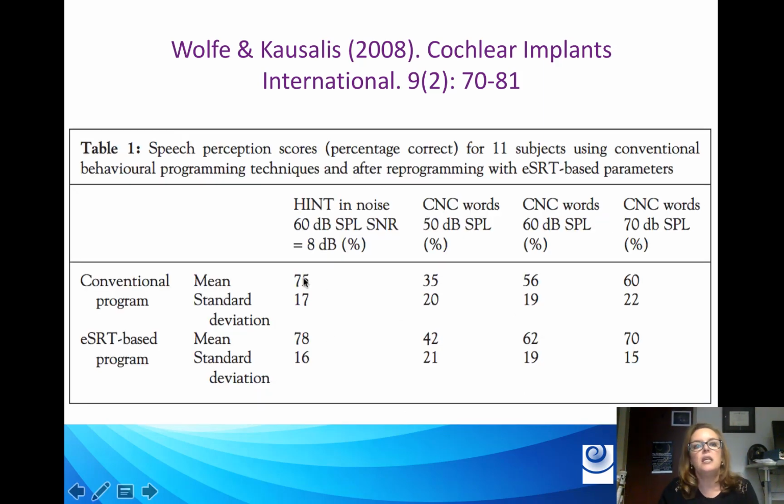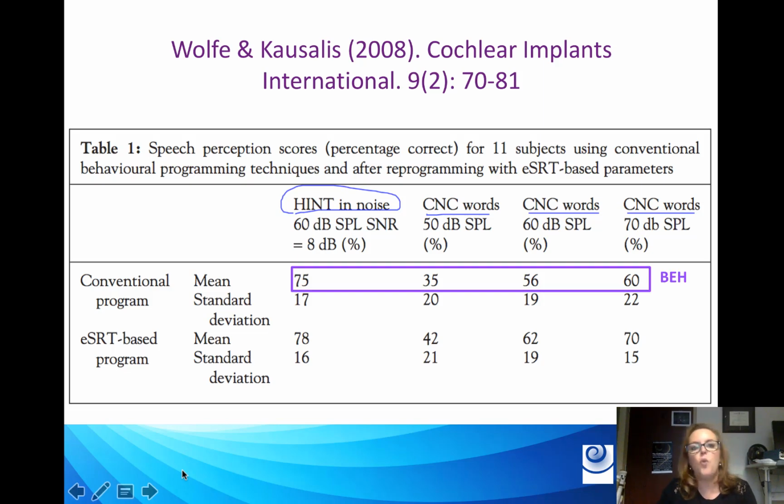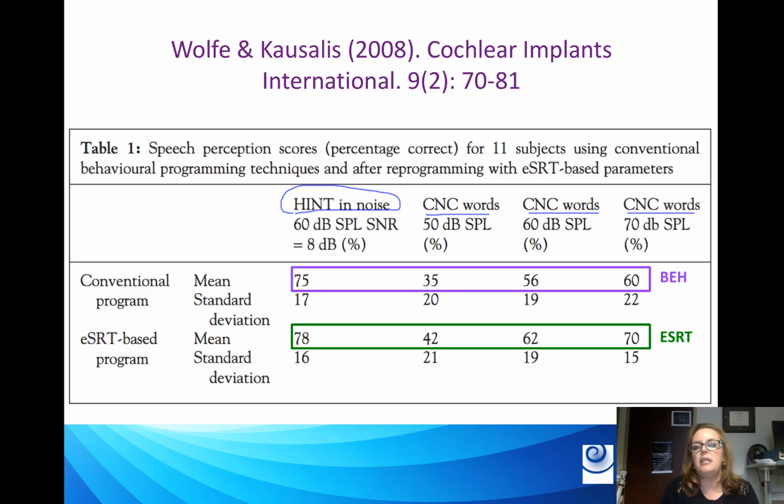Moving along, they measured speech perception scores, speech recognition in quiet and noise. They had the HINT sentences in noise, as well as CNC words at 50 dB SPL, 60 dB SPL, and 70 dB SPL. For the conventional behavioral program, here were the mean scores for the 11 participants in the study, and here were the mean scores for the ESRT-based maps.